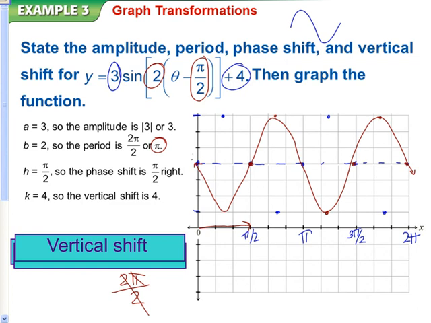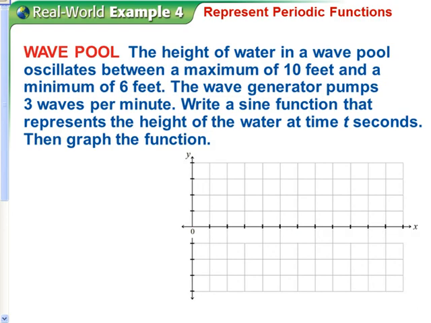All right, let's look at a word problem then. So take a second to read through this one. Okay, so after reading this, we can figure out that our midline has to be halfway between 6 and 10. So what would be halfway between 6 and 10? That would be 8. So what is our amplitude then? To go from 6 up to 10 with a midline of 8? That means that it's rising 2 and going down 2.